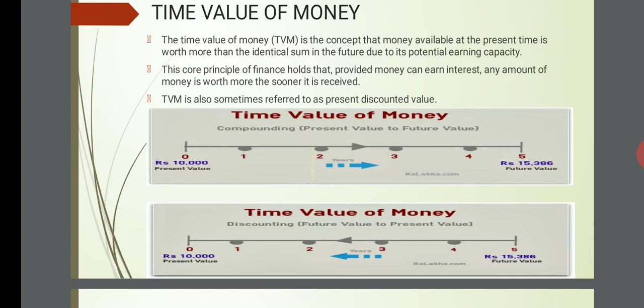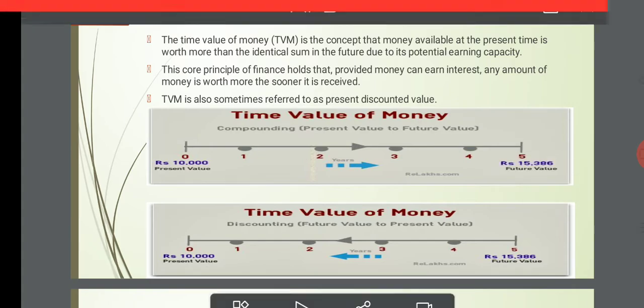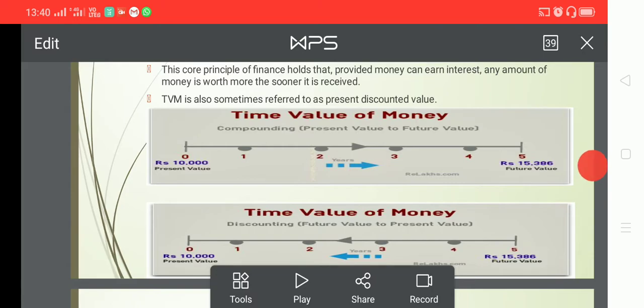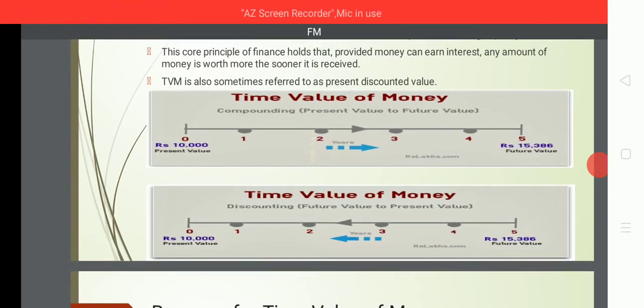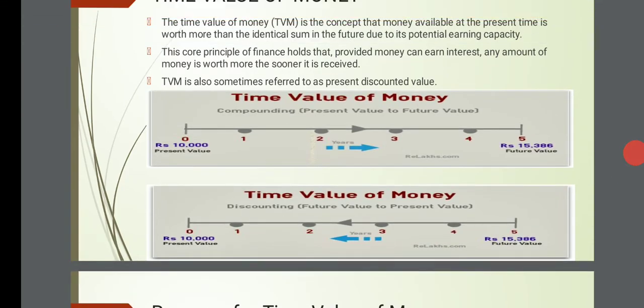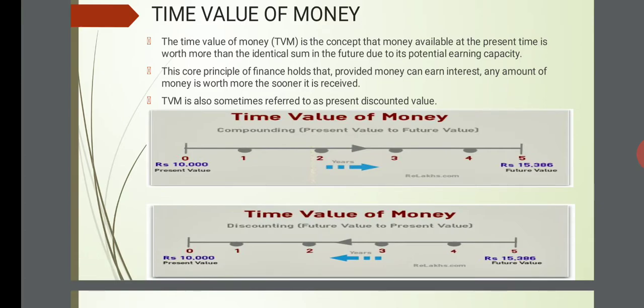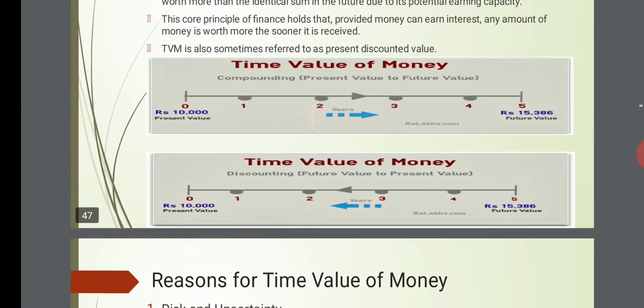Similarly, if you look into the discounting concept, going from future value to present value, 10,000 rupees is the present value of 15,386 rupees which is received 5 years from now. So this is the time value. When we move from present value to future value, it is called compounding, and when we move from future value to present value, it is called discounting.